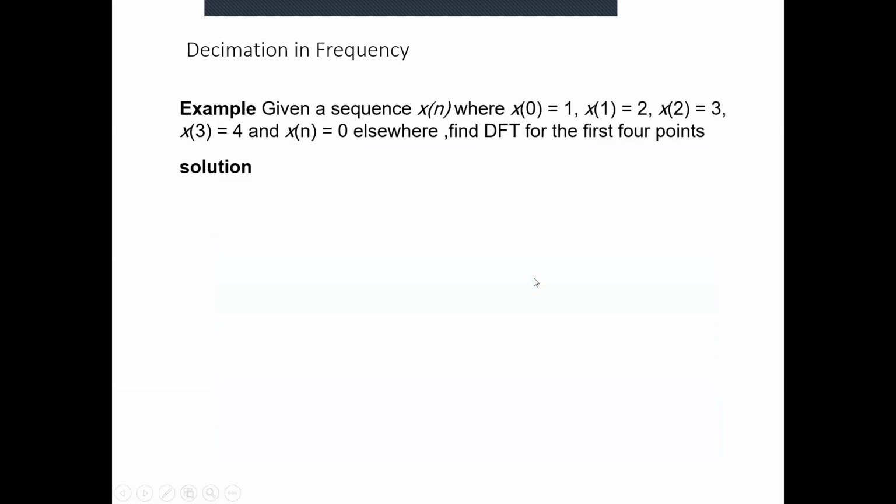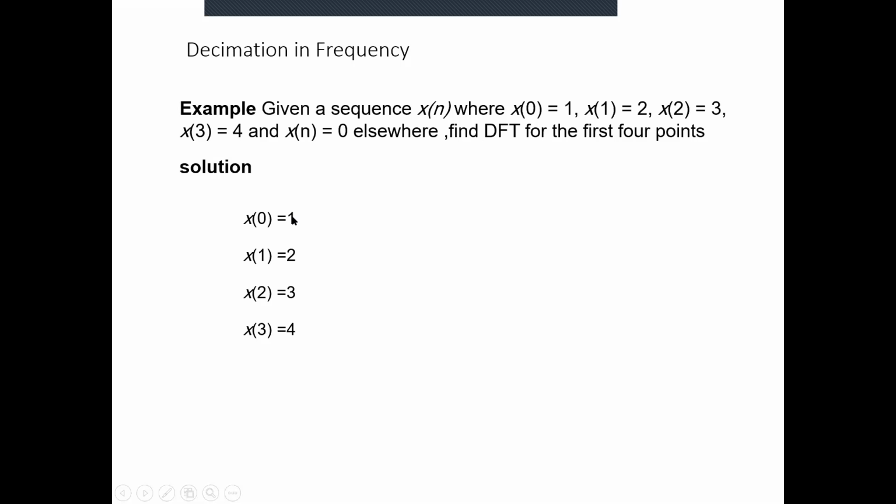Now, we have an example about decimation in frequency. Here we have 4 points: x of 0 is 1, x of 1 is 2, x of 2 is 3, and x of 3 is equal to 4. x of n, of course, equals 0 elsewhere. Find the DFT for the first 4 points using decimation in frequency.